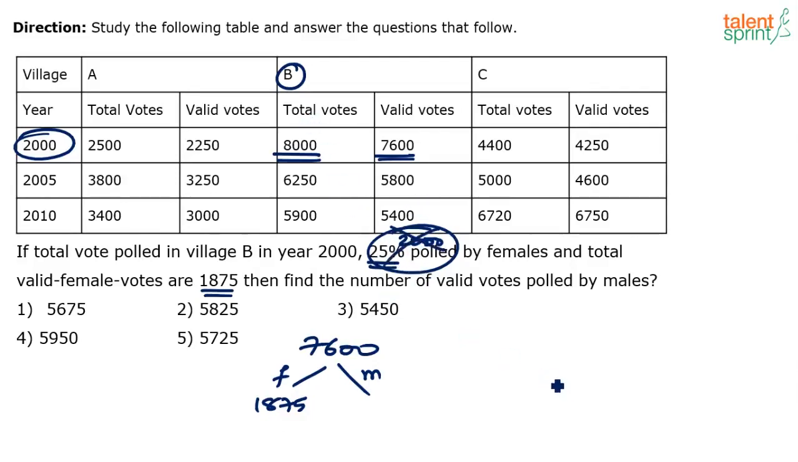That's a waste of time, not needed. Simple answer is 7,600 minus 1875, right? Total value of 7,600, of which 1875 have come from females. So the rest will be coming from males, obviously. 7,600 minus 1875. Now the question is, how do you take the difference?